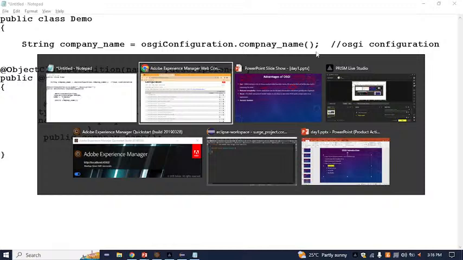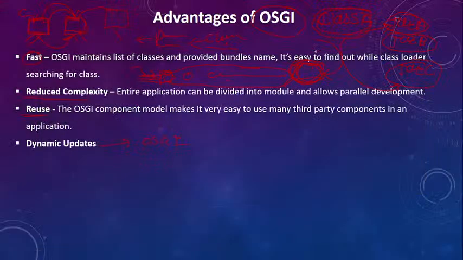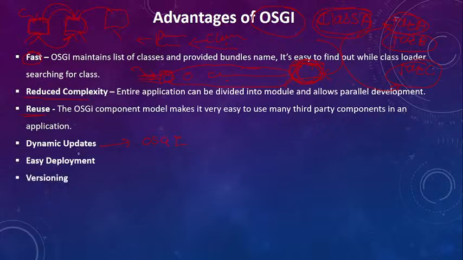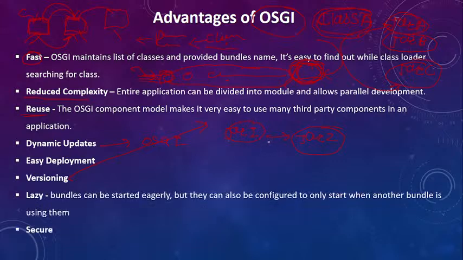Okay, after this one is done, you will see here we have an easy deployment. It will easily deploy. It will create a versioning as well. So consider here we have a jar 1, and the same jar 1 you have updated, that is jar 2. So now it will pick up the jar 2 instead of jar 1. Okay, right? Lazy loading, secure, it is secure.